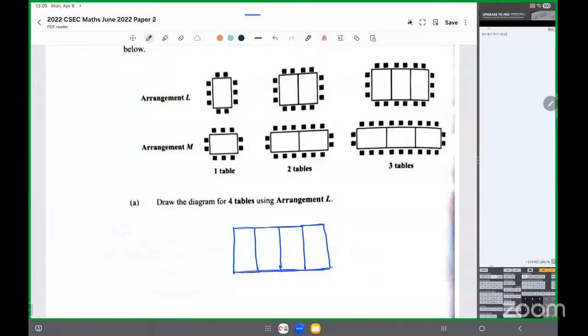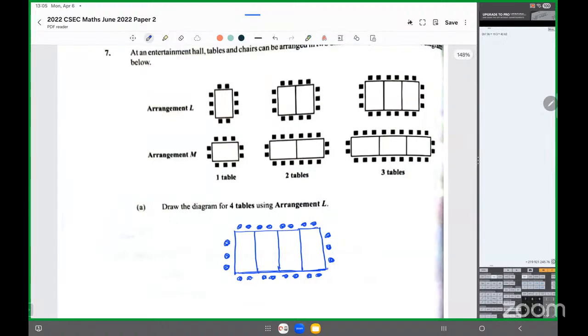So on each of the short sides, they have 2 chairs. And on the long side, they have 3 chairs. So I'm gonna put the 2 chairs here. I'm just gonna put these little dots on my chairs. These are my chairs on the short side, 2 on each edge. And on the long side, I'm gonna put 3. 1, 2, 3, and 1, 2, 3. And that's my answer right there.